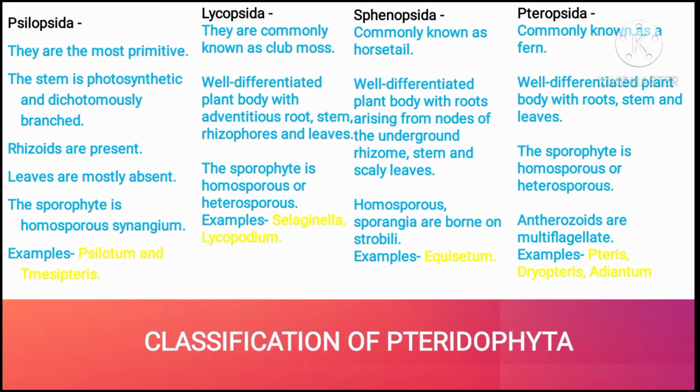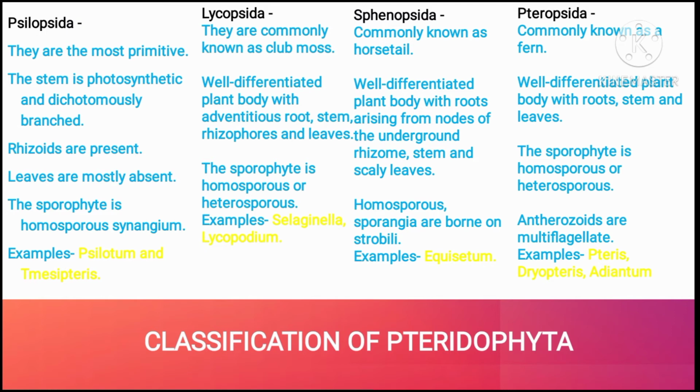The stem is photosynthetic and dichotomously branched. Rhizoids are present. Leaves are mostly absent. The sporophyte is homosporous, with synangium. Example, Psilotum and Tmesipteris. Lycopsida. They are commonly known as club moss. Well differentiated plant body with adventitious root, stem, rhizophore and leaves. The sporophyte is homosporous or heterosporous. Example, Selaginella and Lycopodium.